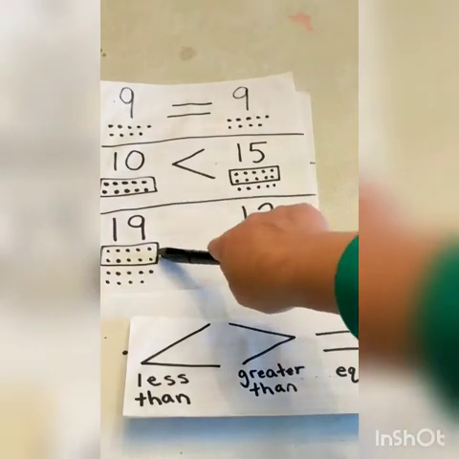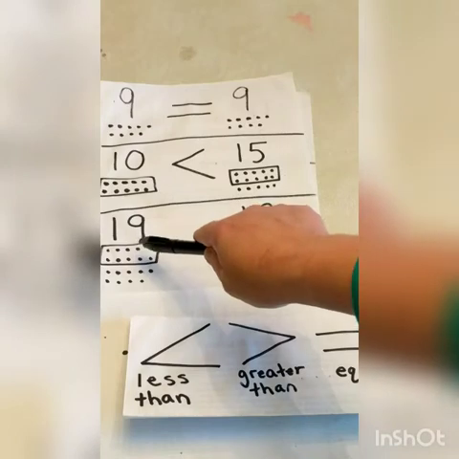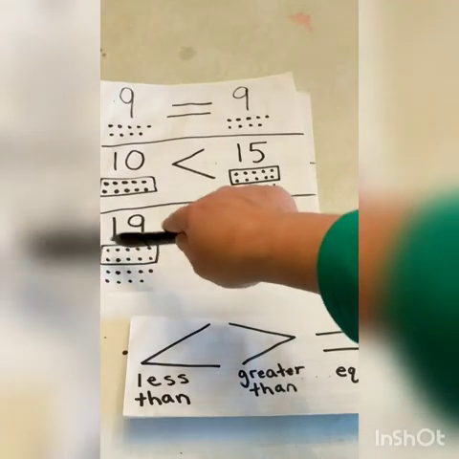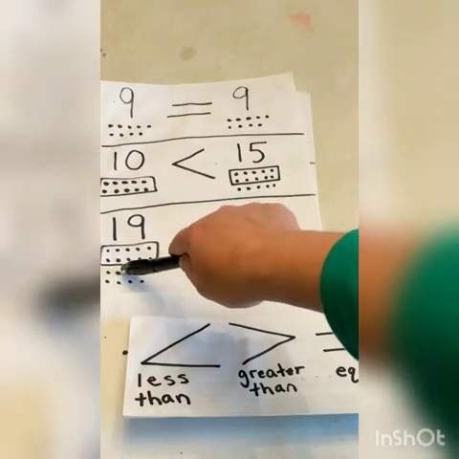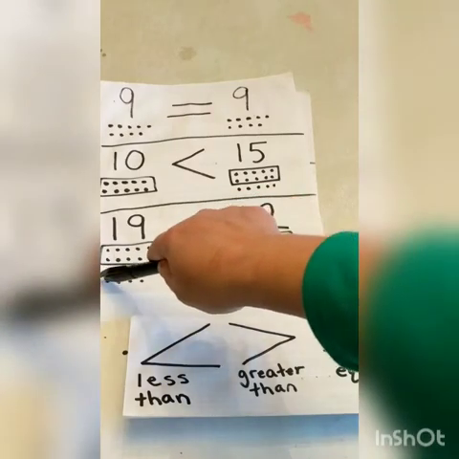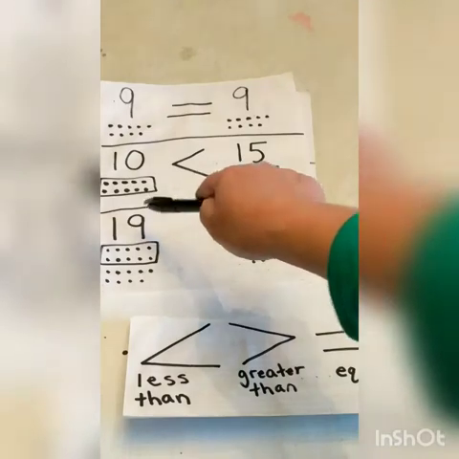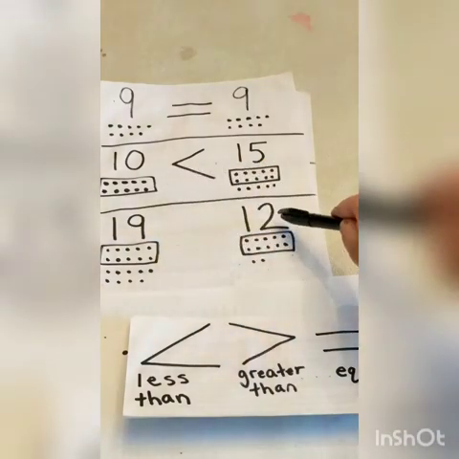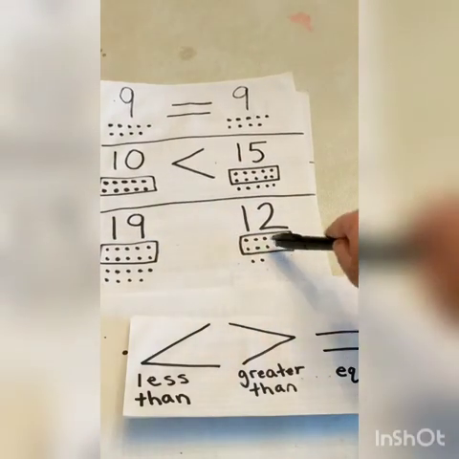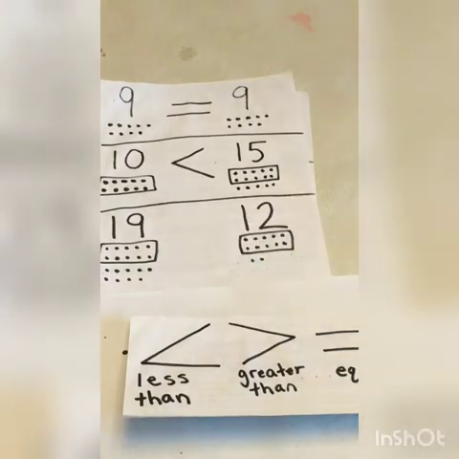So we have our 10 frame here for our 19. So let's count from 10. Ready? So we have 10, 11, 12, 13, 14, 15, 16, 17, 18, 19. Here is our number 19 versus 12. Count from 10. So 10, 11, 12. Which is the smaller, or which is the bigger number?